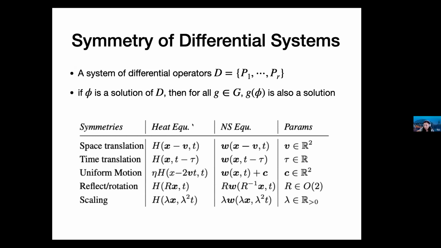For the heat equation, we can figure out that it satisfies space translation symmetry, time translation symmetry, uniform motion, etc. For the Navier-Stokes equations, we know that it satisfies symmetry in space, time translation, uniform motion, scaling, etc. These symmetries are governed by different types of parameters listed in this table. Okay, so we know that the differential system that governs the dynamics satisfies the symmetry.